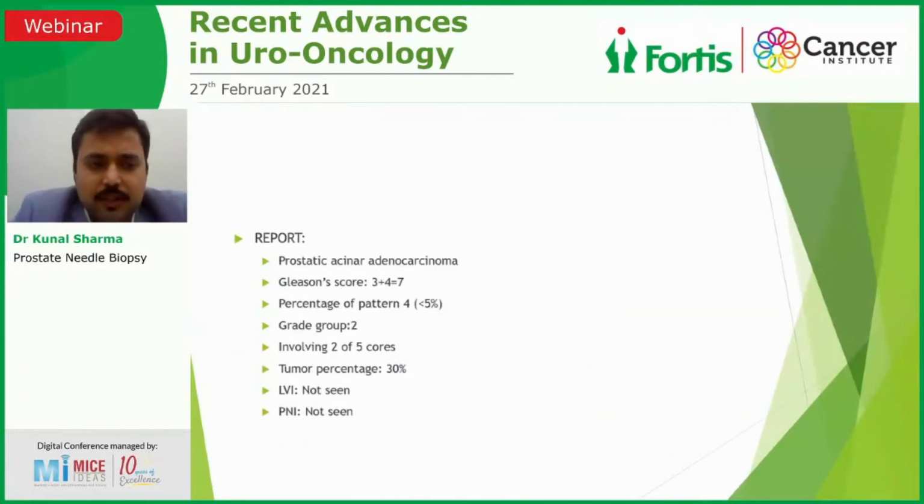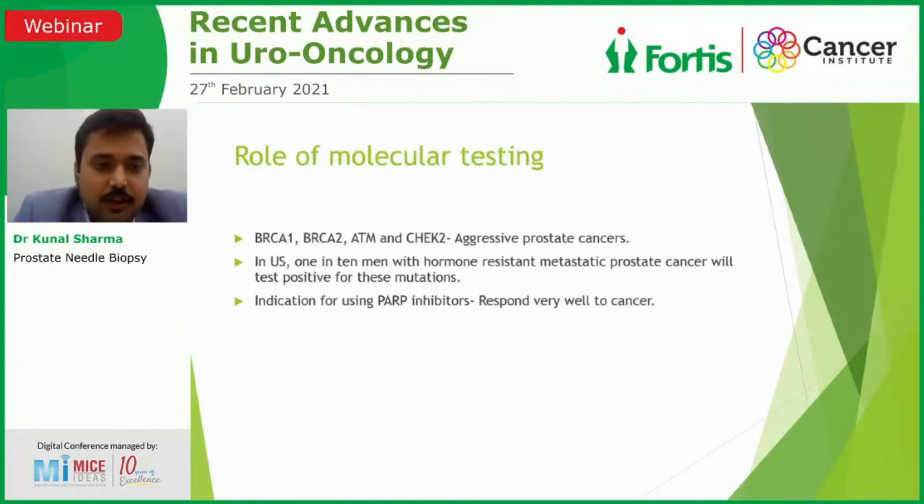So finally, we were dealing with prostatic acinar adenocarcinoma, a Gleason score of 3+4 equal to 7. The percentage of pattern 4 was less than 5%. Grade group was 2. This was involving 2 of 5 cores. Tumor percentage was 30% by volume. LVI was not seen and PNI was not seen. We did see impinging on the nerve, but it wasn't exactly infiltrating it.